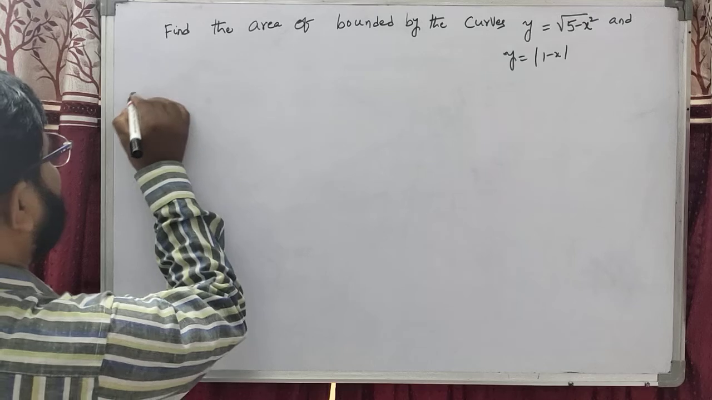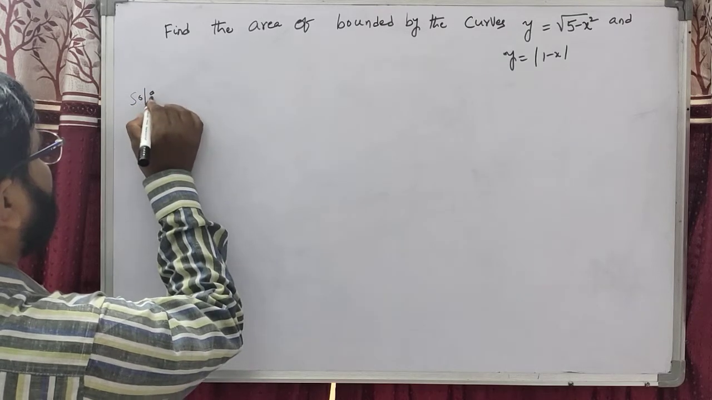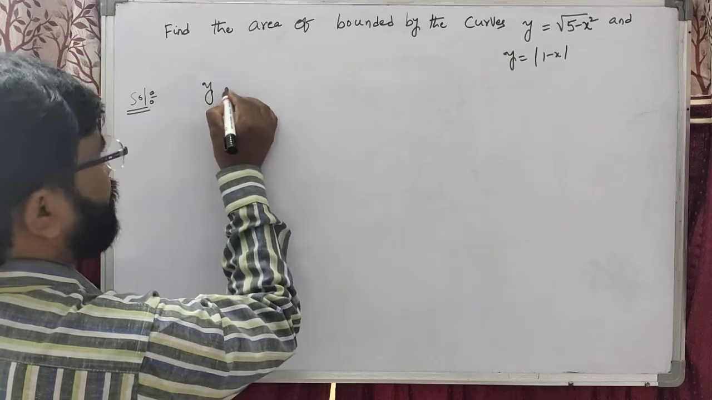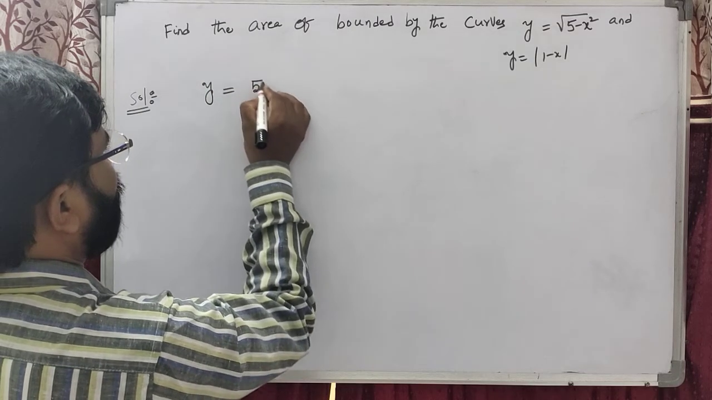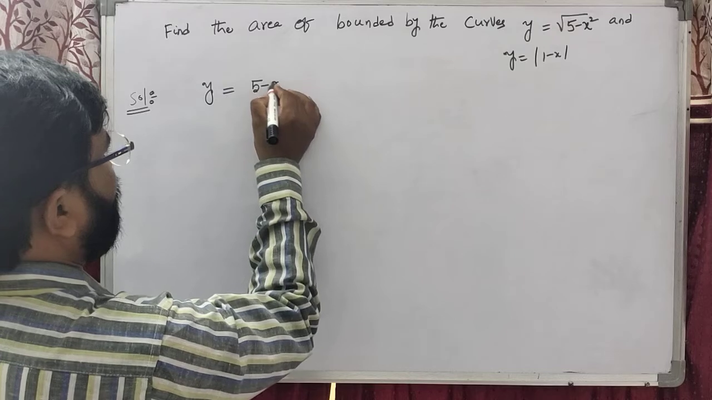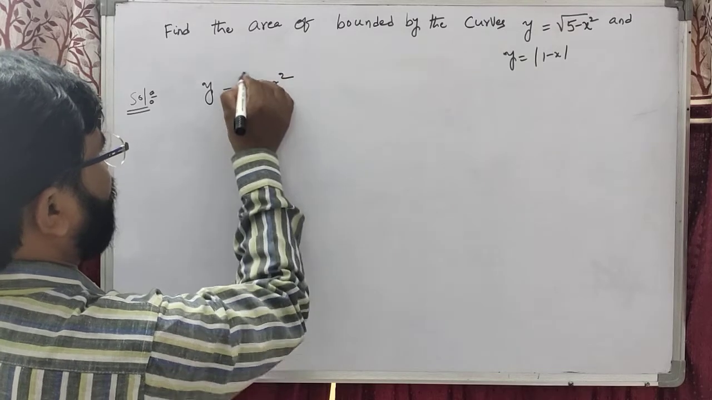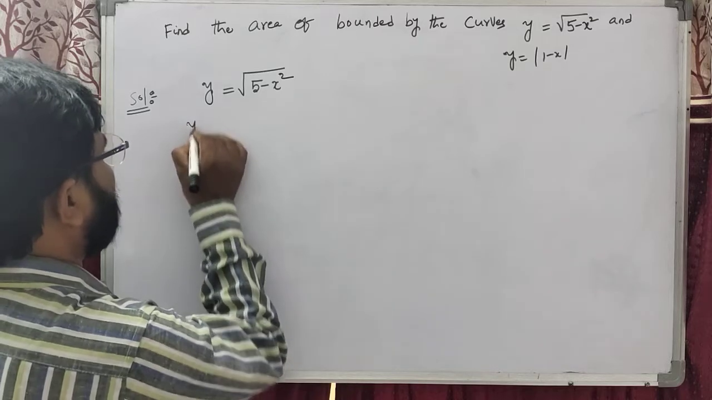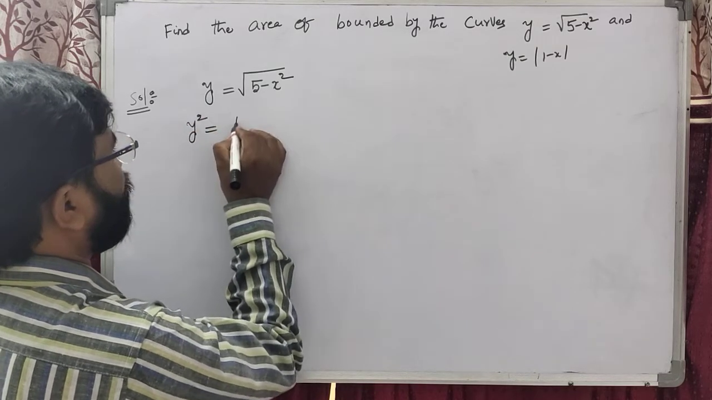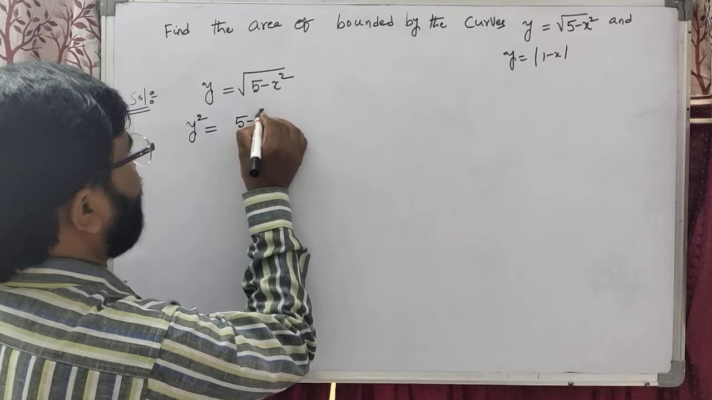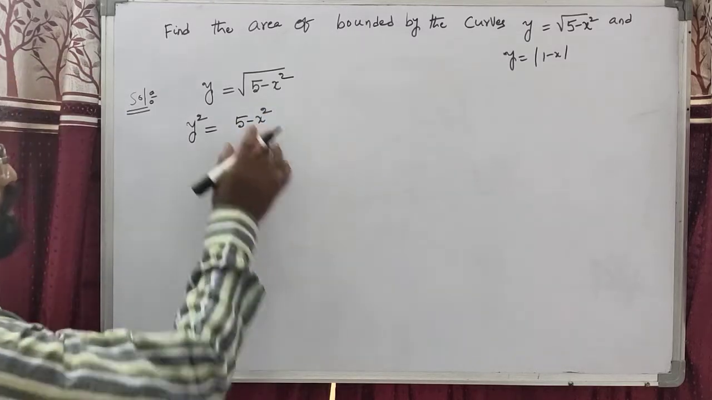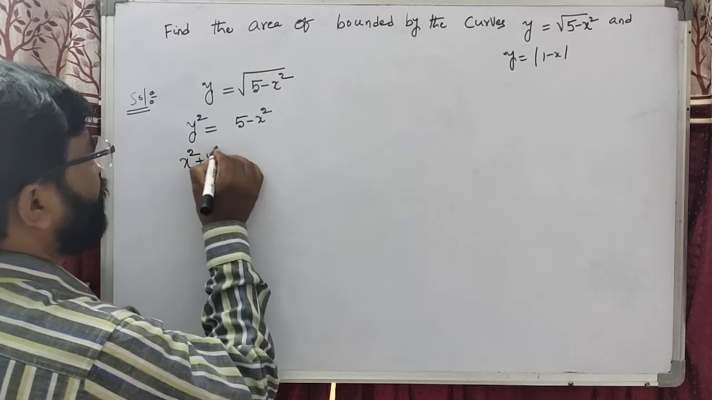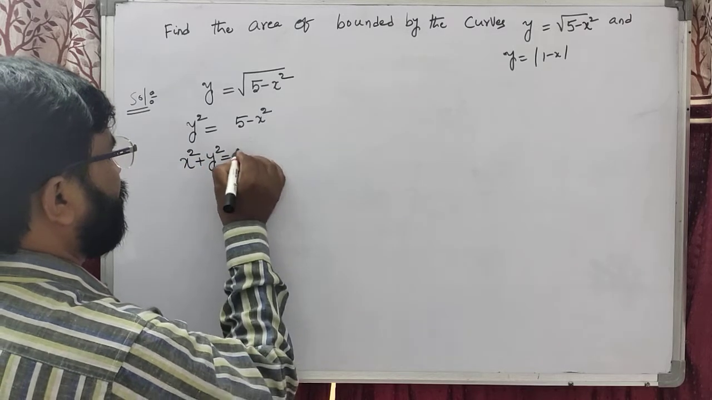Okay students, let us now take first the curve. The given first curve is y equal to square root of 5 minus x square. Dear students, when we square on both sides, we get y square equal to 5 minus x square. Now sending this to the other side, we get x square plus y square equal to 5.